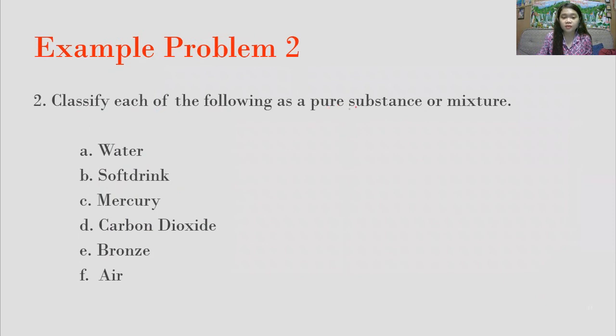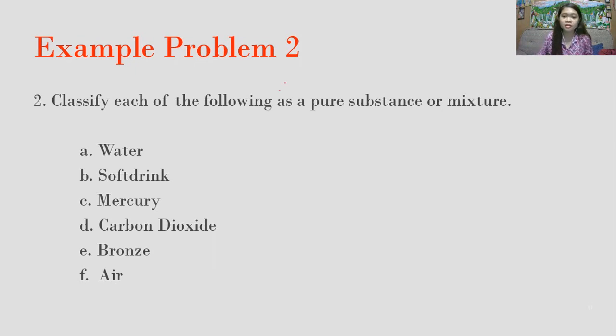Now we go to example problem 2. We classify each of the following as either pure substance or mixture. I'll give you 10 seconds to answer this problem, then we'll answer it. 10, 9, 8, 7, 6, 5, 4, 3, 2, 1.